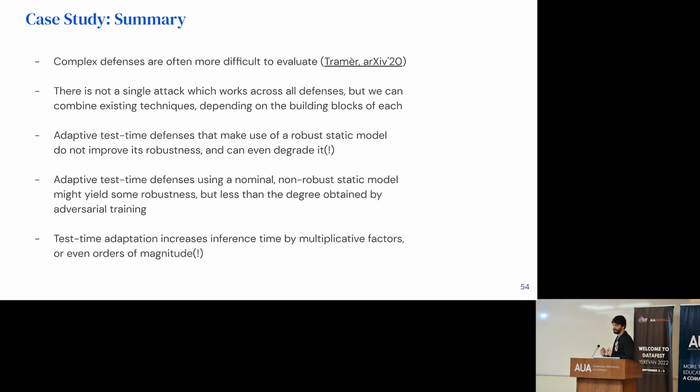And the adaptive test time defenses that build on top of a robust model, we'd like these to combine. A static robust model with an adaptive defense could be even more robust, but actually they don't improve at all. There's no improvement, and they can even degrade that robustness. And adaptive test time defenses on top of a nominal model, one that isn't already robust, can give some robustness, but less than if you just adversarially train them. So we're not making progress on this front just yet. And while test time adaptation changes things, it increases the time by even multiplicative factors, or even orders of magnitude, 10x the time or 100x the time.